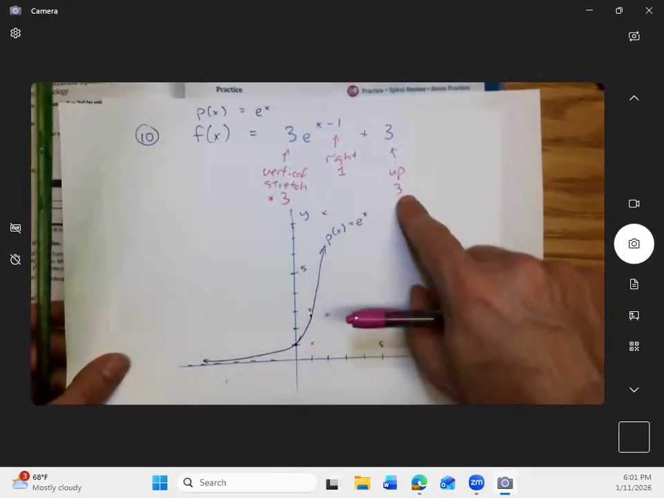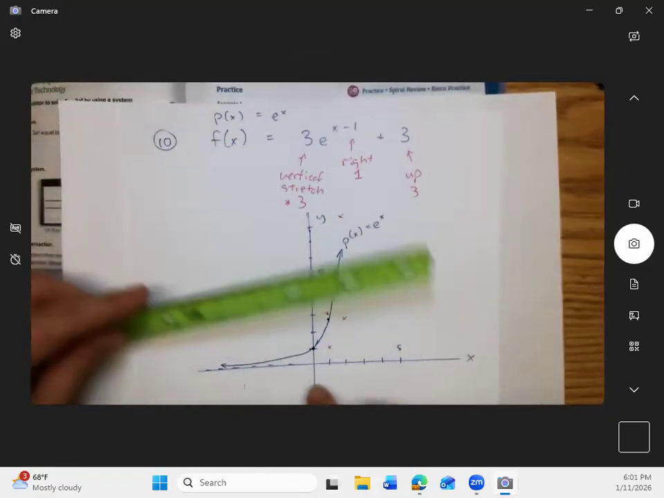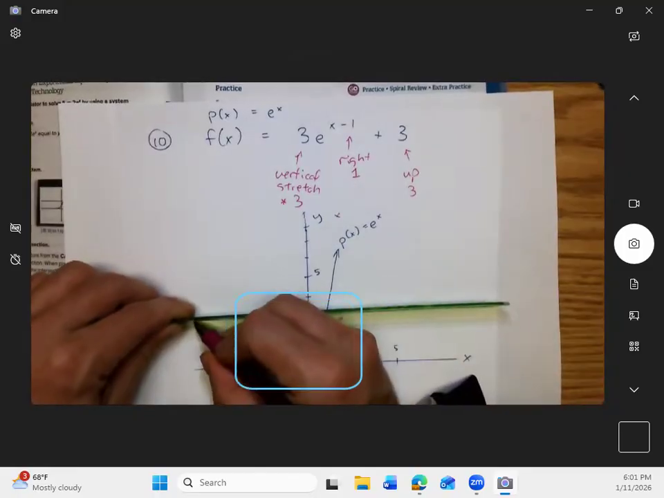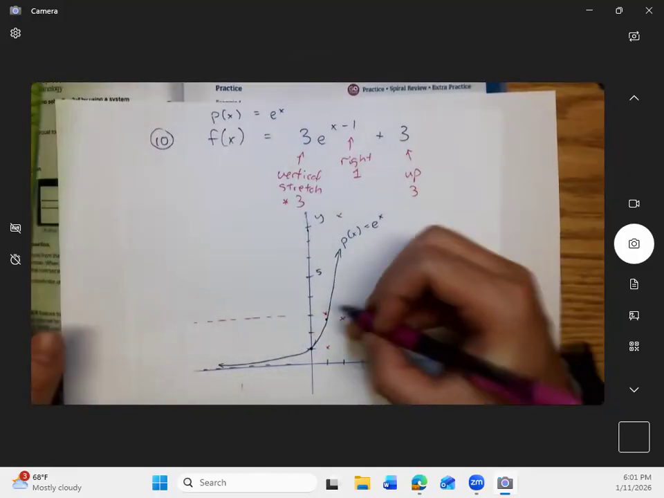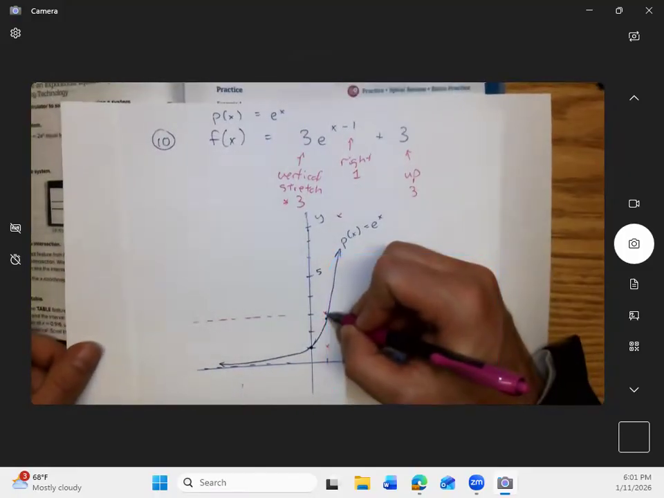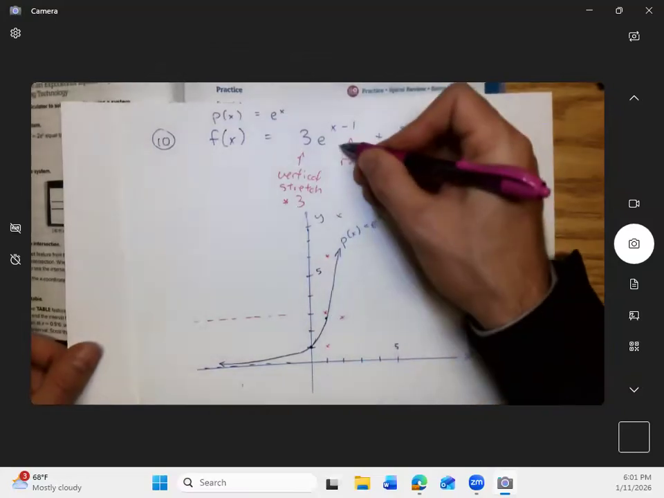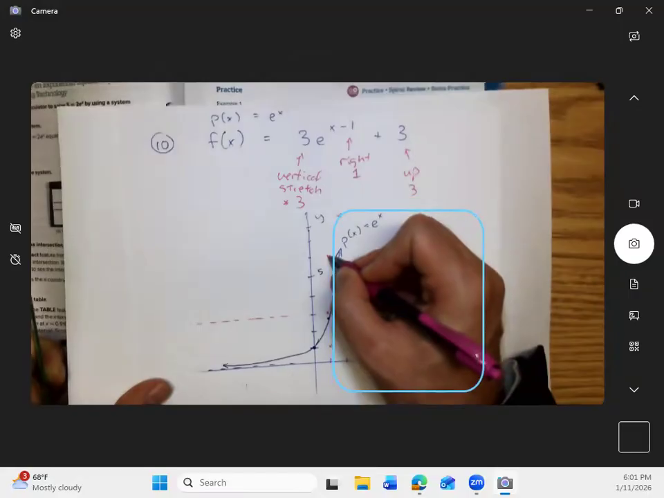And then finally shift the whole thing up 3. Well, that means this horizontal asymptote here is going to come up 1, 2, 3. Here's your new horizontal asymptote. This point at (1, 3) comes up to (1, 6) because we're going up 3. And this point goes way up and it's just going to go way up there.